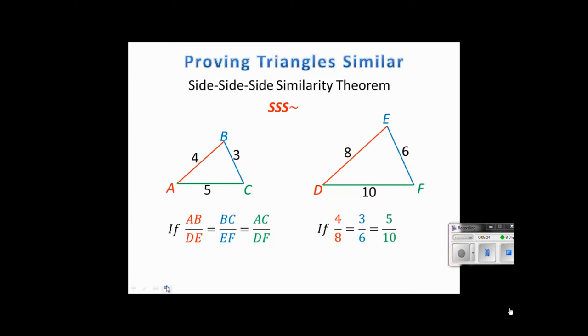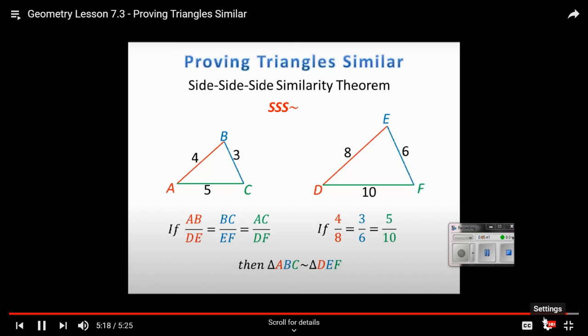If we reduce those, they would all simplify to 1/2. 4 over 8 is 1/2, 3 over 6 is 1/2, 5 over 10 is 1/2. They all have the same scale factor, and we can also call it the same ratio. That's enough to prove that triangle ABC is similar to triangle DEF.